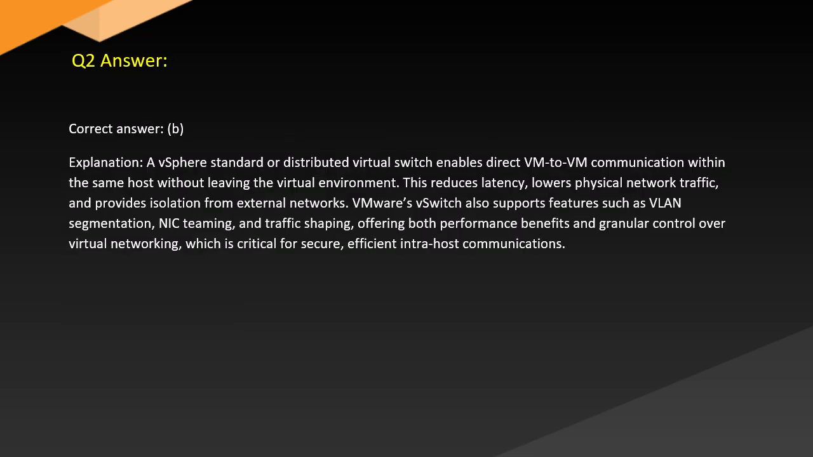Answer. Correct answer: B. Explanation. A vSphere standard or distributed virtual switch enables direct VM to VM communication within the same host without leaving the virtual environment. This reduces latency, lowers physical network traffic, and provides isolation from external networks. VMware's vSwitch also supports features such as VLAN segmentation, NIC teaming, and traffic shaping, offering both performance benefits and control over virtual networking, which is critical for secure, efficient intra-host communications.